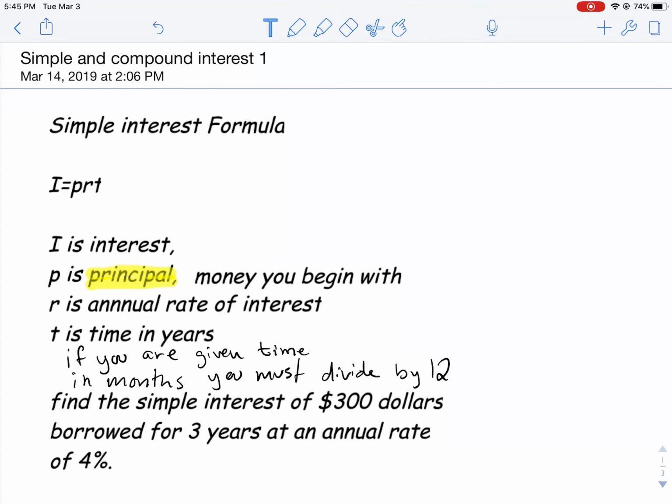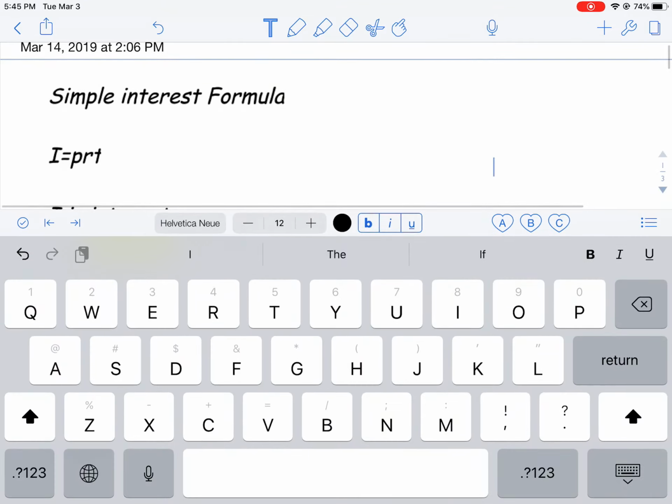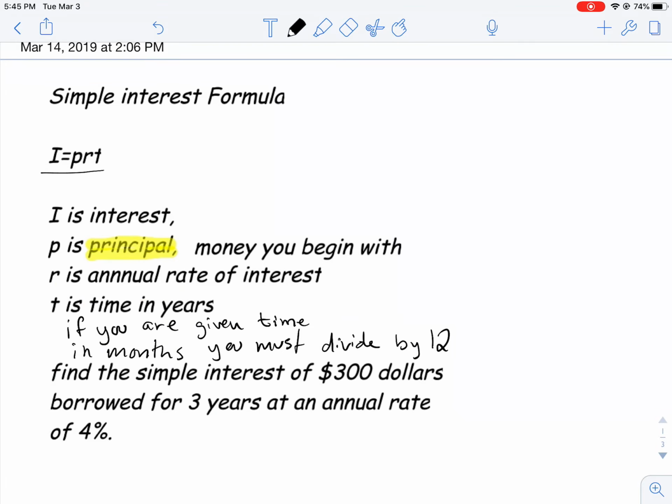All right, the last thing we're going to look at dealing with percents is going to be simple interest and compound interest. So simple interest is going to tell us how much we pay in interest on a loan, or how much we make in interest on a loan. So the formula is going to be I equals PRT, where I is your interest.